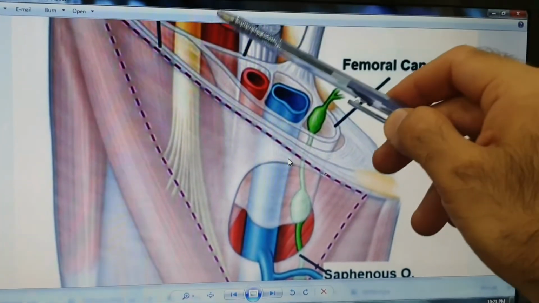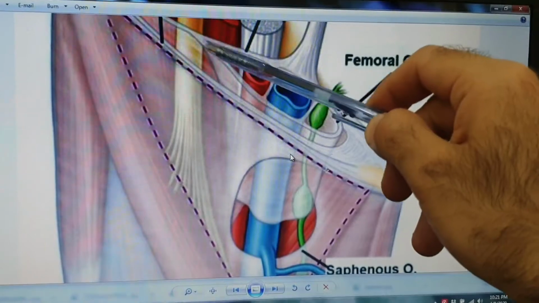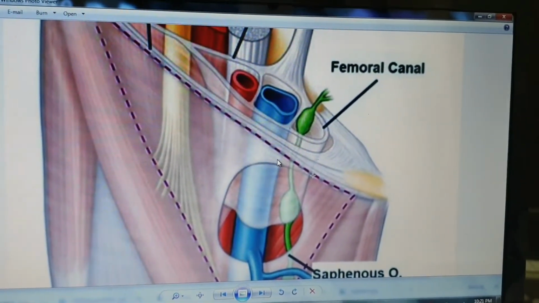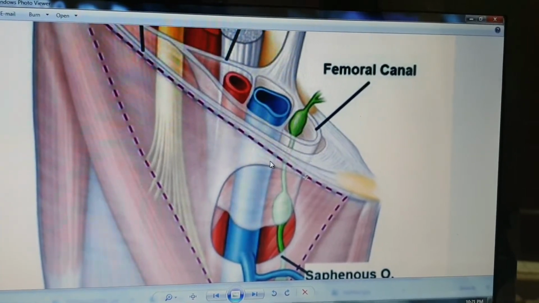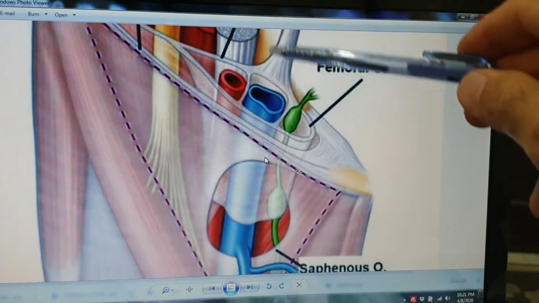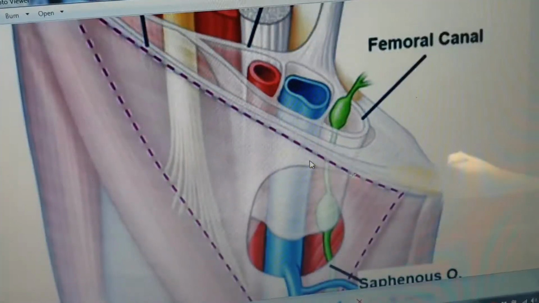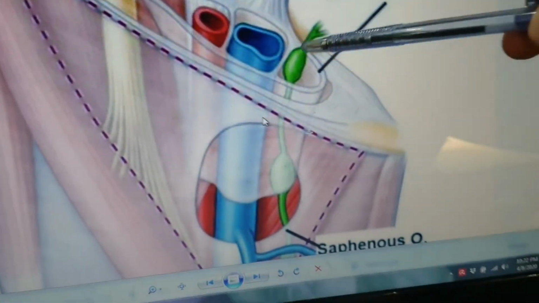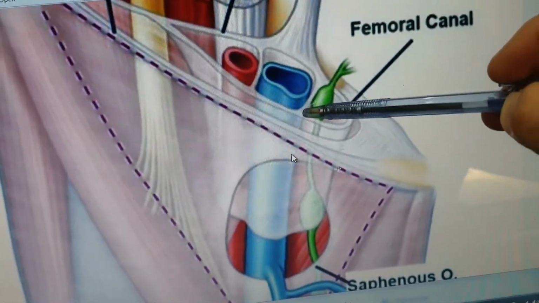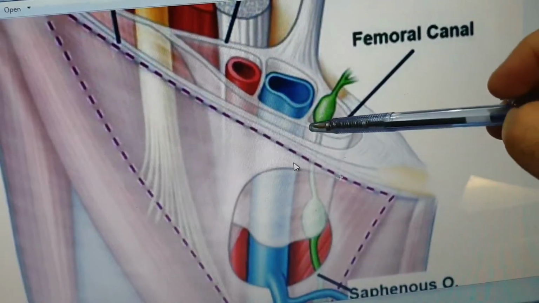And you can also see the femoral nerve over here, which is lying behind the fascia iliaca. As we have already discussed, why is it lying behind the fascia iliaca? So it will lie outside the femoral sheath, not inside. Now the upper opening of this femoral canal is called the femoral ring. This structure is called the femoral ring.